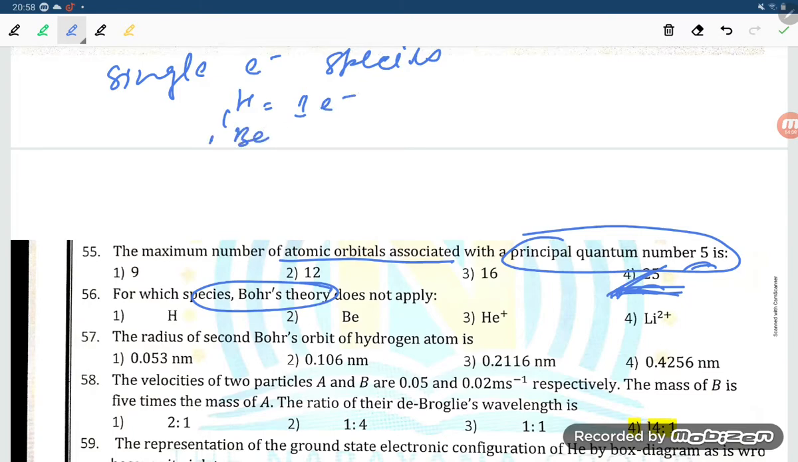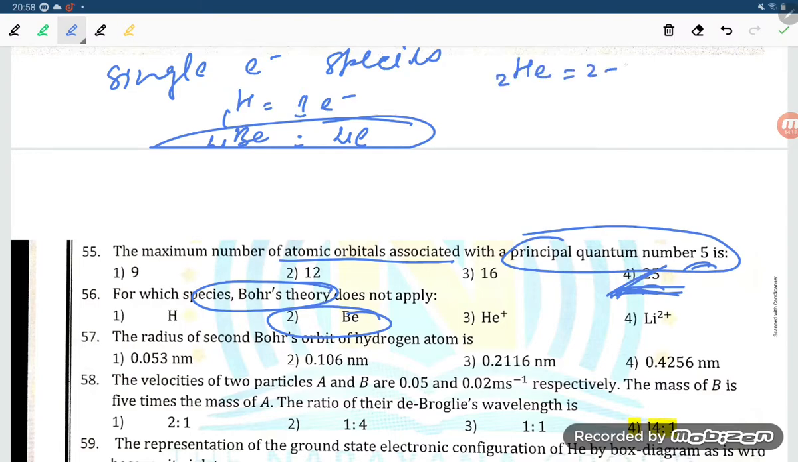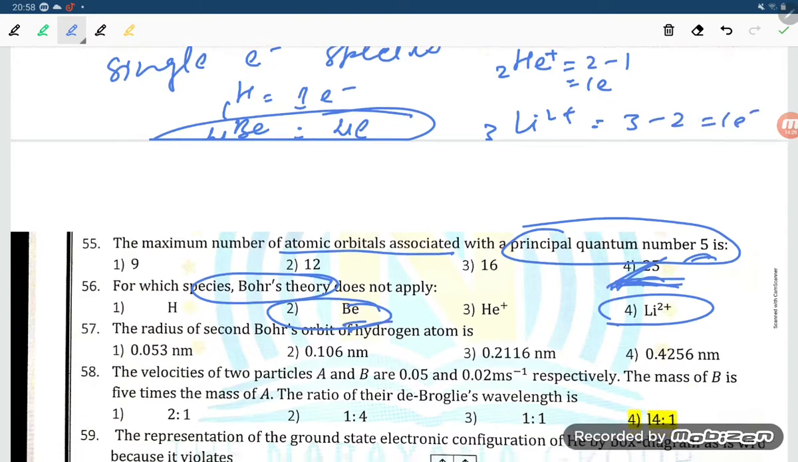Beryllium is given, beryllium is 4, so that is 4 electrons. So this is absolutely the wrong answer student, beryllium is wrong. If you talk about helium plus, that is 2 minus 1, so that is 1 electron, applicable. Lithium 2 plus, so 3 minus 2 is equal to 1 electron. So all are correct except beryllium. So for beryllium it is not applicable.